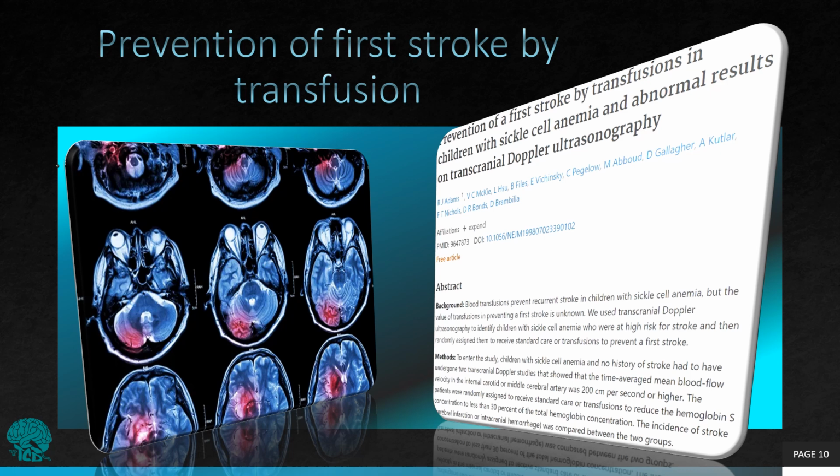Here is a publication in 1998 showing the prevention of the first stroke by transfusions in children with sickle cell anemia, that this was related to the transcranial Doppler results. It was proven that high mean velocities on transcranial Doppler were identifying patients, sickle cell patients, that were at high risk for stroke.